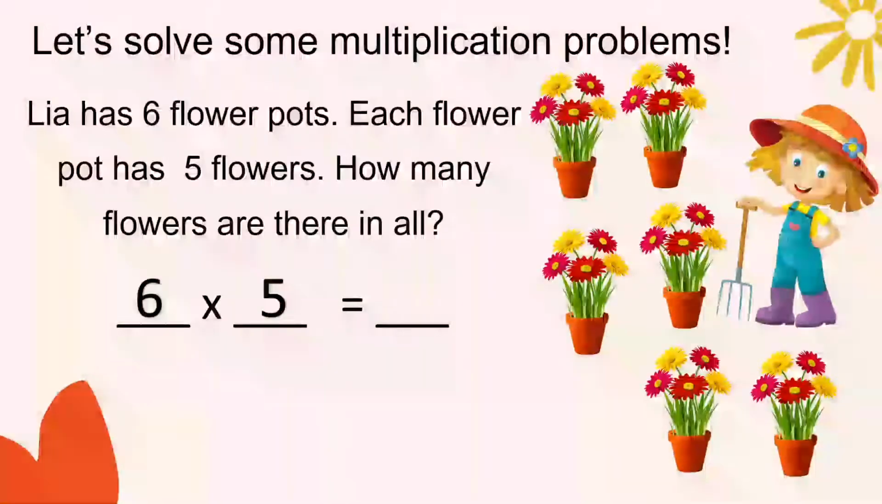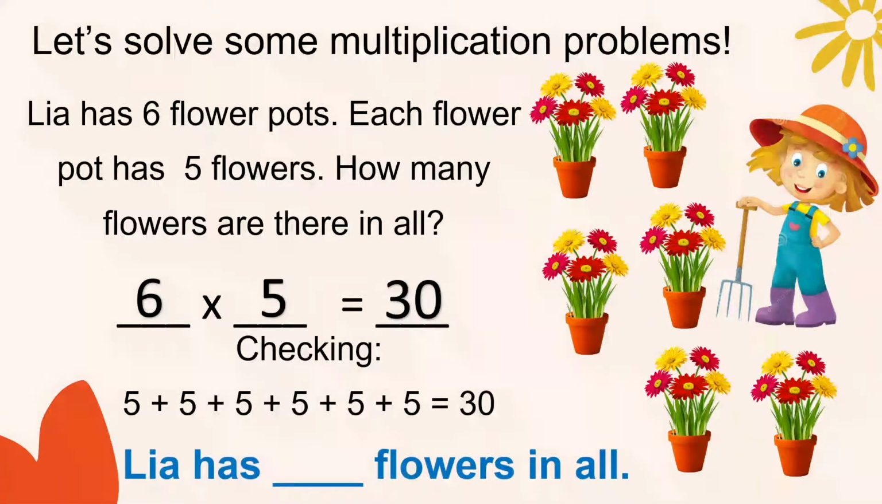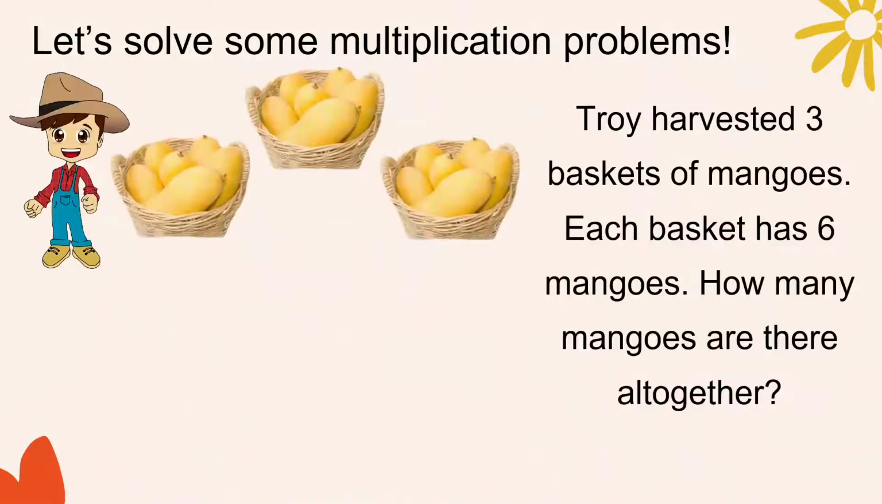And how many flowers are in each flower pot? Right, 5. So 6 times 5 is? Skip count by 5, 6 times. Okay, 30. Very good. And so let's check if it's correct by using addition. Okay, we can add 5 6 times. So it's 30. Alright. So Leah has 30 flowers in all. Very good.